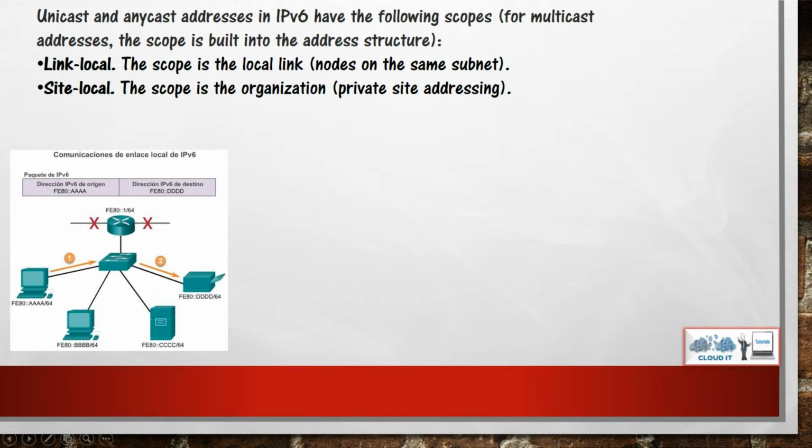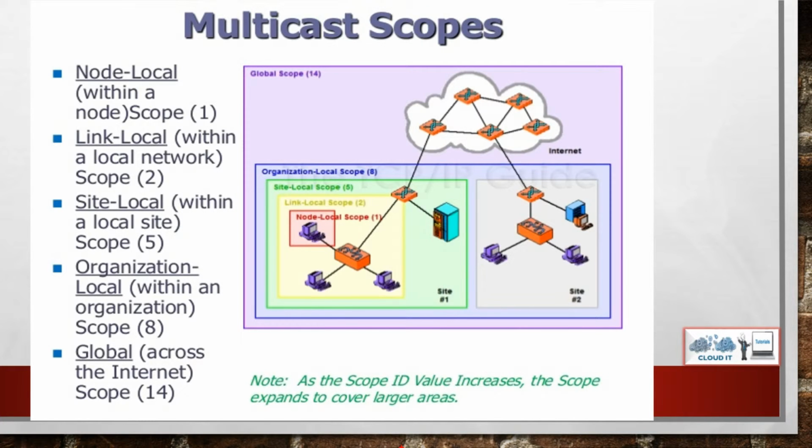Next is the site local address, and the scope of the site local address is within an organization, and it is private site addressing, while the global scope address is the global unicast address, and it is like IPv6 internet addresses. Let's discuss it in more detail. Here we can see one picture. I have taken this picture from the internet.